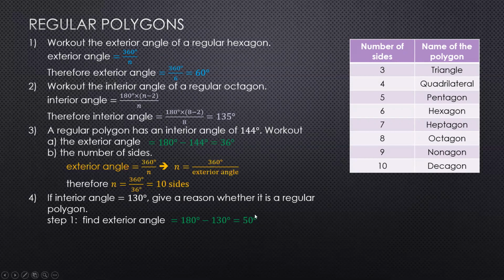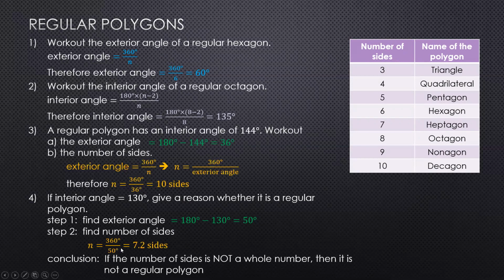So you have 50. One of the exterior angles is 50. In order to find how many sides, it is the same as question 3. We divide 360 by it. 360 divided by 50, that's why we get 7.2. But when we have a non-integer answer, like 7.2 instead of 6, 7, 8, that means this is not a regular polygon. Otherwise, we should get a nice integer answer. Only then is it a regular polygon. If you get a non-integer, this is not a regular polygon.